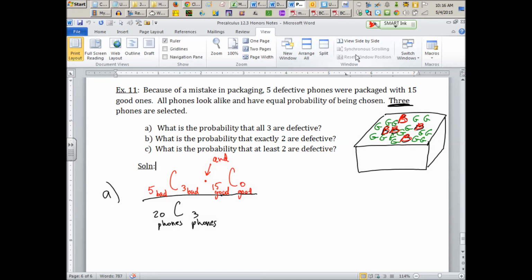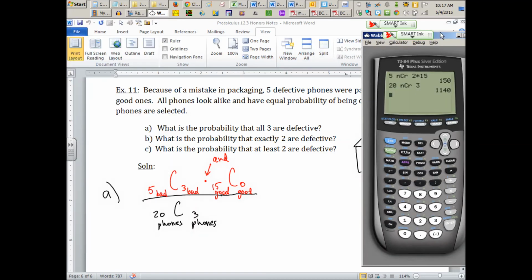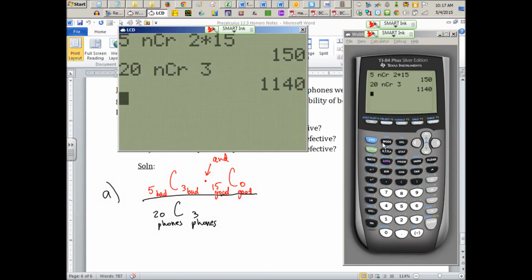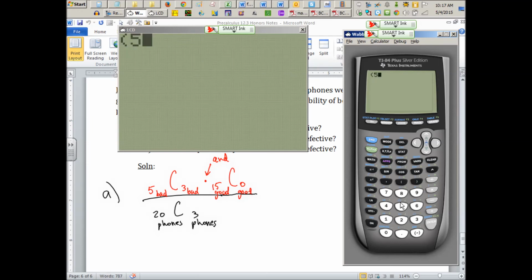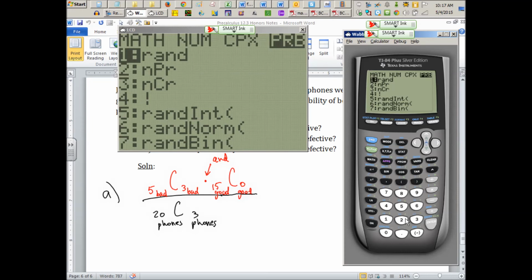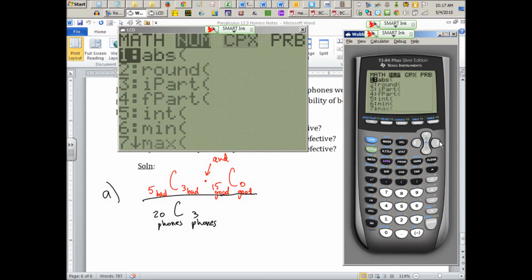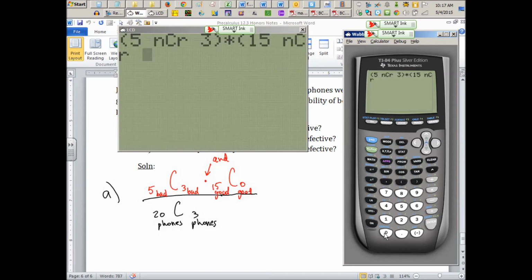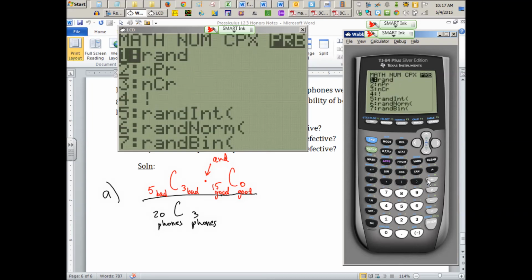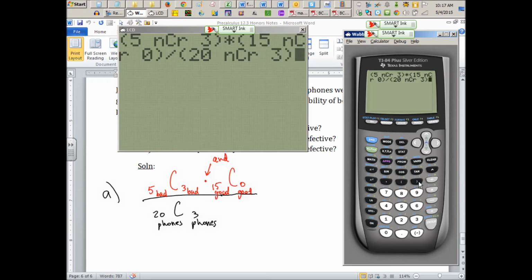Okay, this is the answer. We're reaching into the box, pulling out 3 of the 5 bad phones, and none of the good phones, and altogether there are 20 phones. We're choosing 3. The calculator will give you the answer. So let's do that on the screen. Just turn this on. We're going to type, from the 5 bad phones, we are going to choose 3 bad phones, and from the 15 good phones, we're going to choose none, and then we're going to divide by, from the 20 phones, we're going to choose 3 phones, 3 generic phones of some kind.